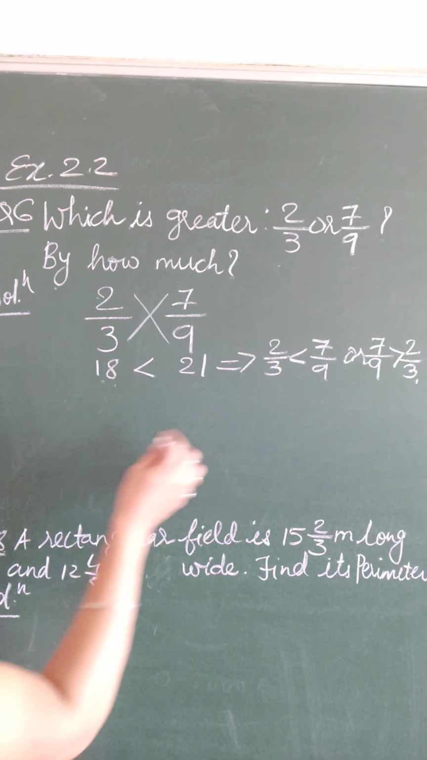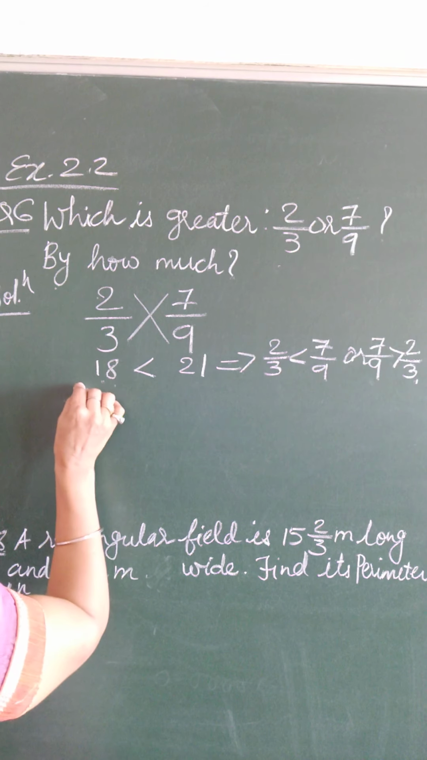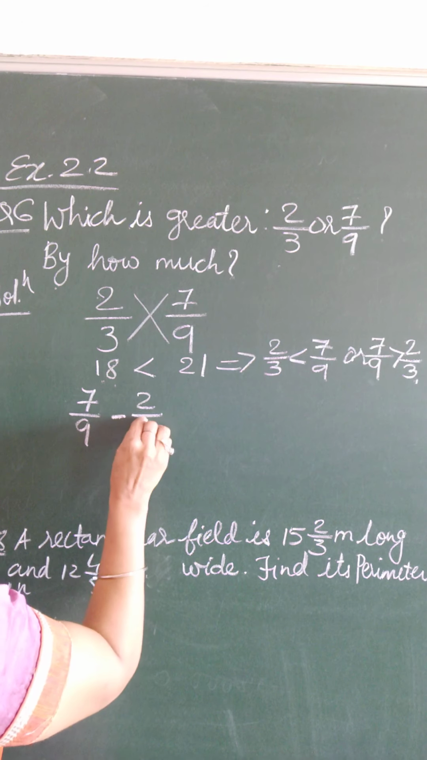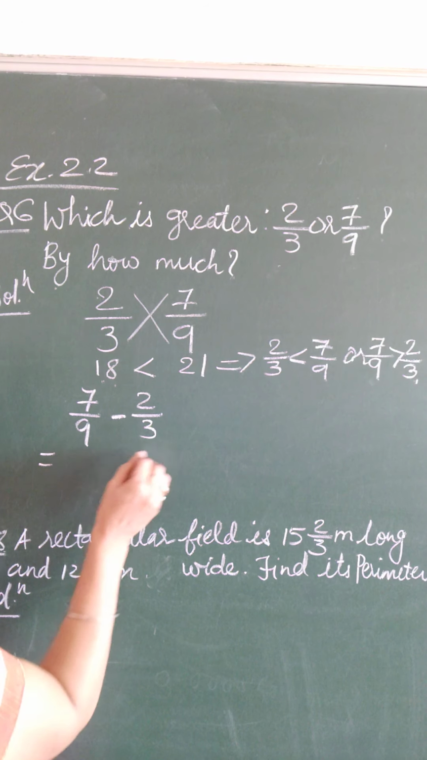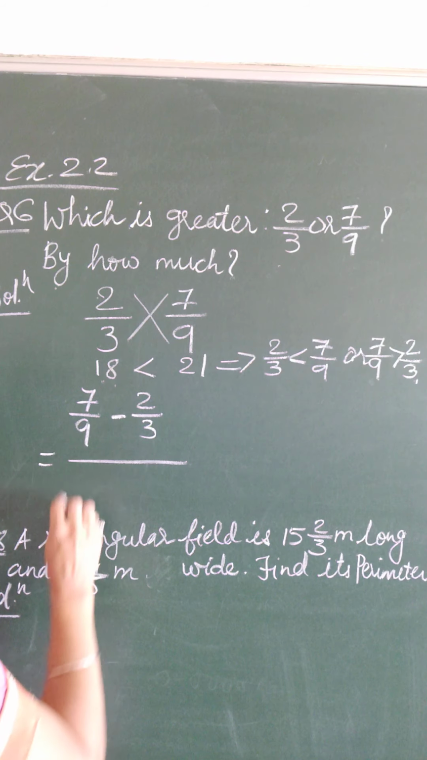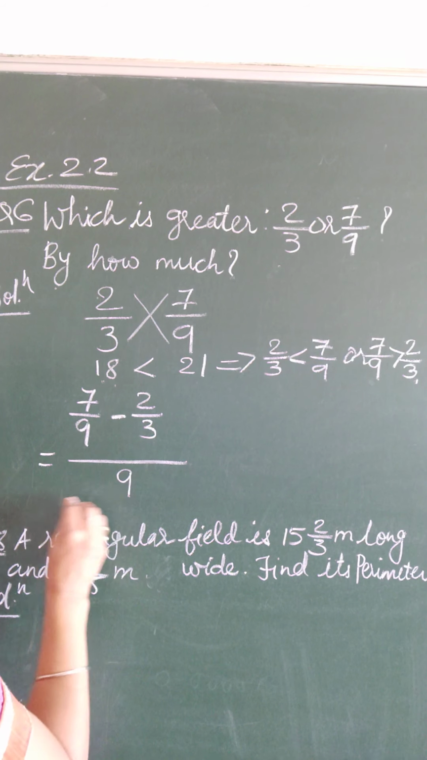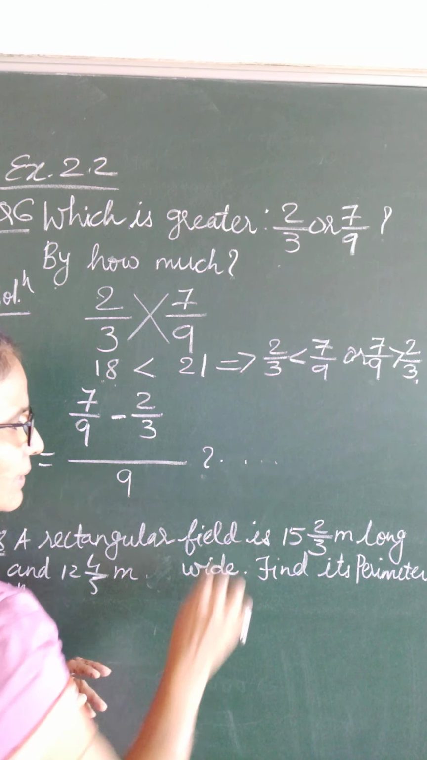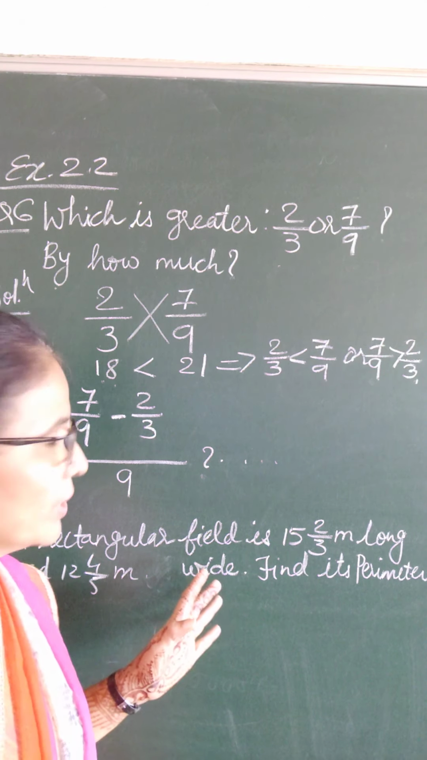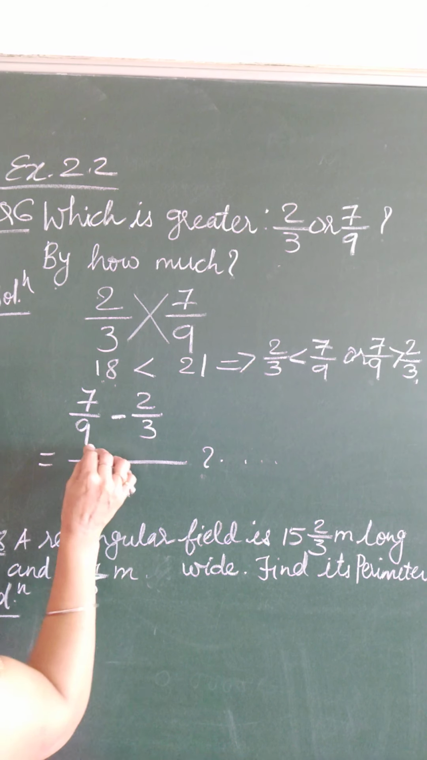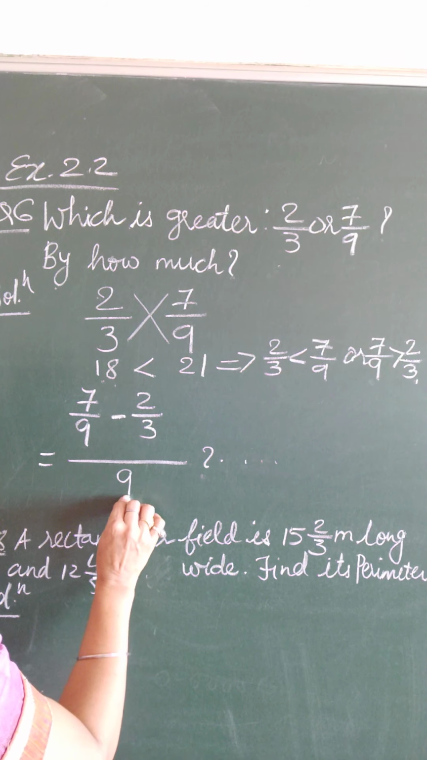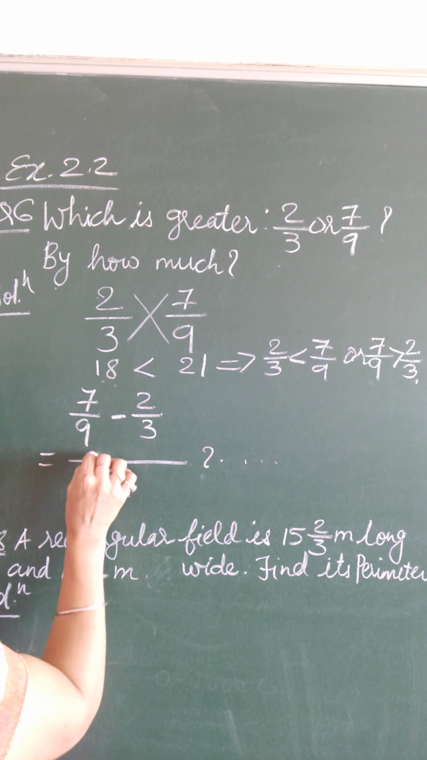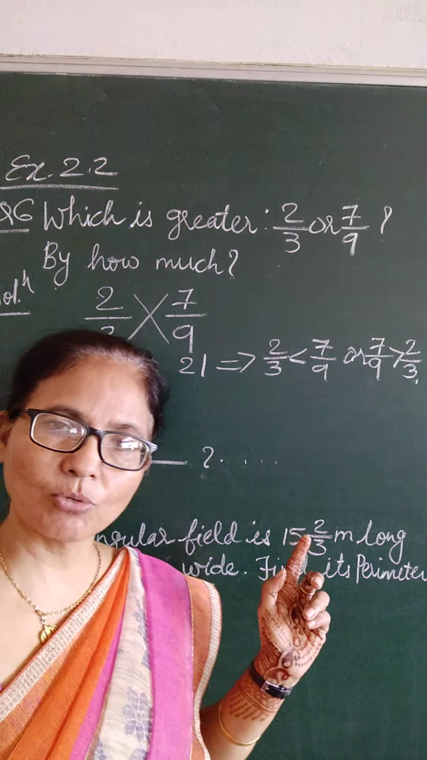So let's see. As we know now that 7 by 9 is greater, so that we write first. Subtract the smaller one, that is 2 by 3, and now you know how to simplify. You have to find its LCM. LCM is what? 9. Now you complete this sum, the remaining steps you will write. As 9 is the LCM, 9 divided by 9 will be 1, and here what will you write? 1 into 7. So complete the remaining steps of the sum.